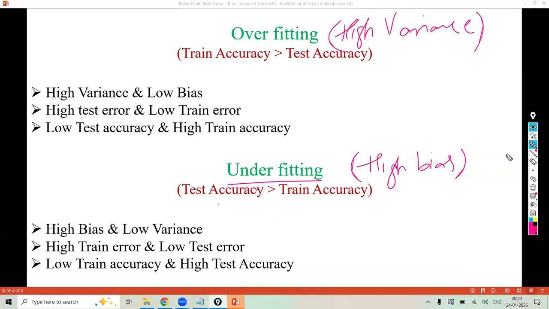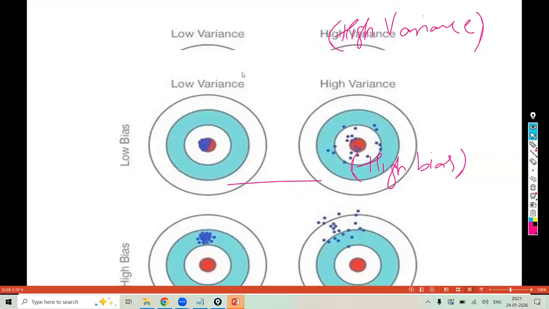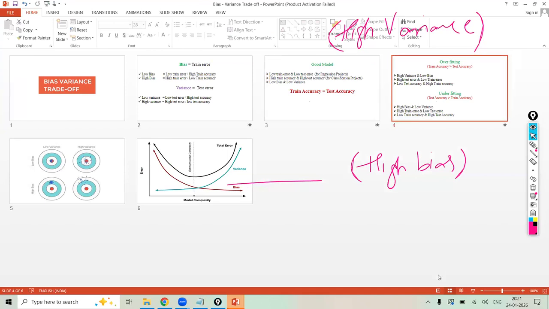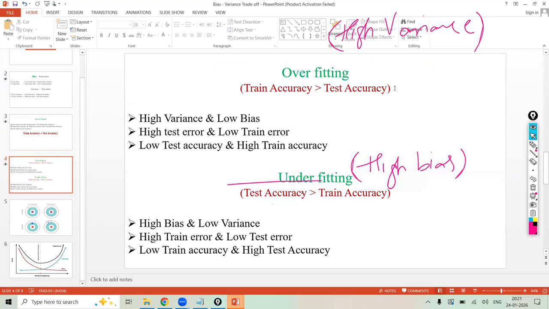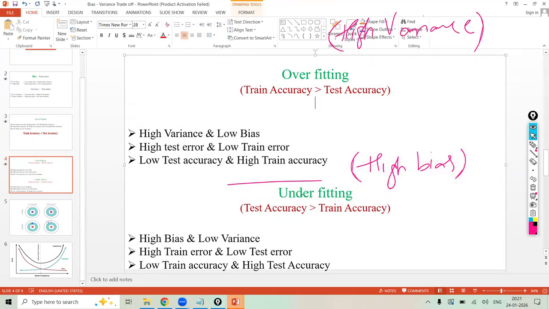So test accuracy is greater than train accuracy, or test error is, accuracy-wise, if you are seeing it for classification projects. For regression projects, I'll write it like this. For regression projects, what is the train error? If the train error is less than the test error, then it is called an overfitting problem. Okay, overfitting problem.